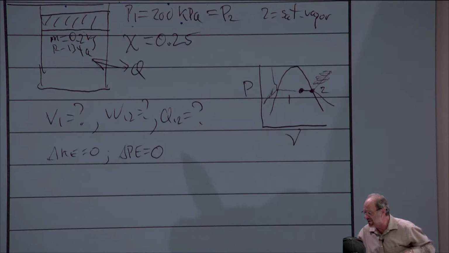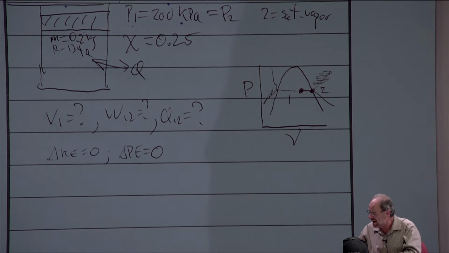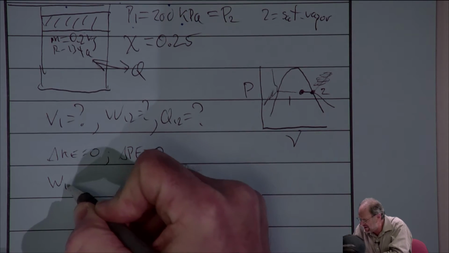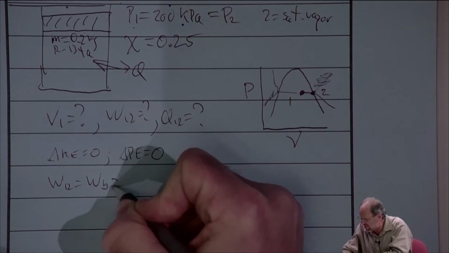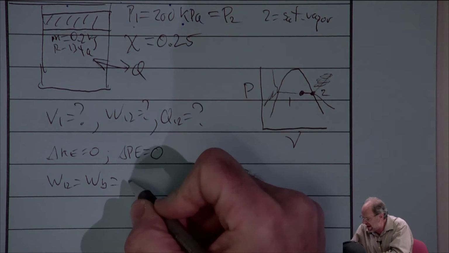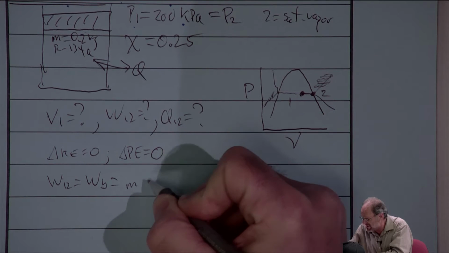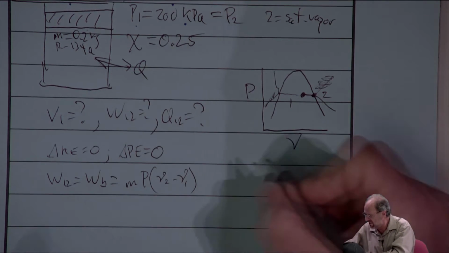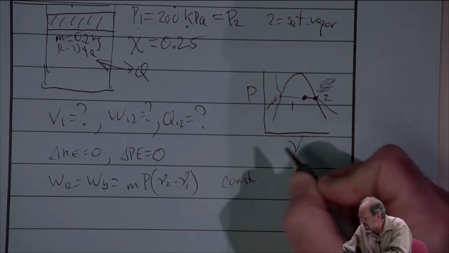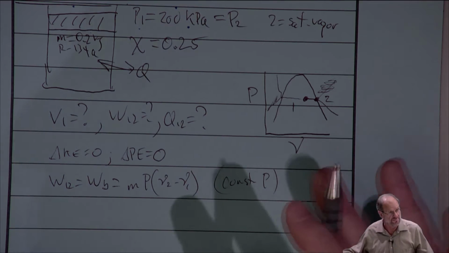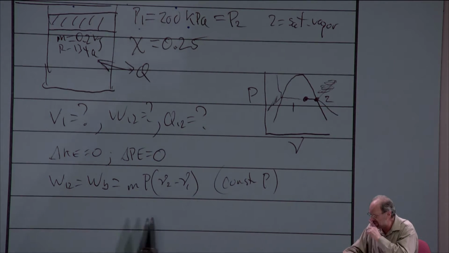Okay. Now, there definitely will be some heat transfer. There'll definitely be some work. We know that work in this problem is all boundary work, right? There's no electric resistance work. There's nothing like that. And for a constant pressure process, this is mass times pressure times change in specific volume. Remember, this is boundary work, but for constant pressure only. All right? So that's how we're going to find the work.